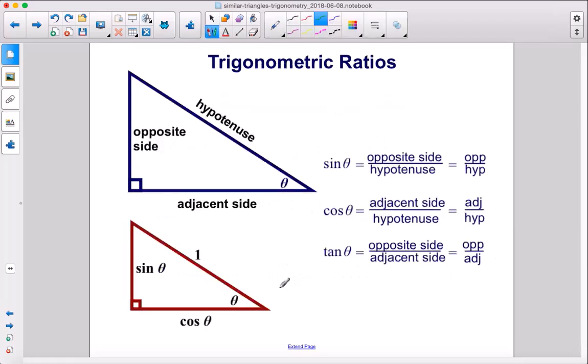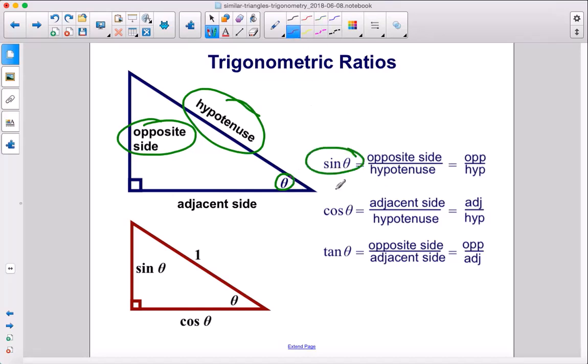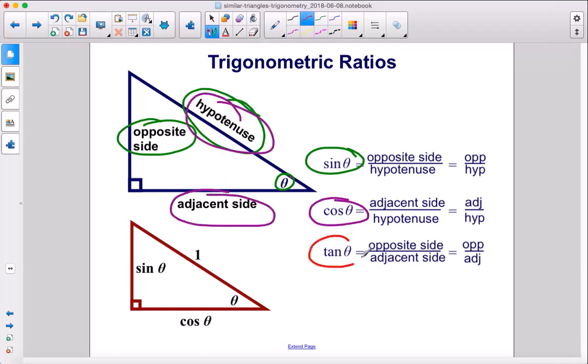Alright, so here's a little cheat sheet. We have sine theta, which is, here's theta. Sine theta is going to be our opposite side over the hypotenuse. Opposite over hypotenuse. Cosine theta, here I'll color coordinate. Cosine theta is going to be adjacent over hypotenuse. And tan theta is going to be opposite side over adjacent side.